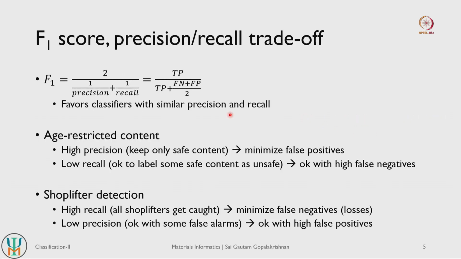Just to give you an example of how this precision recall trade off comes into the picture, let us say you are designing a model for age restricted content. This could be something like a YouTube or Instagram feed. If you do not want age restricted content to appear for users, then you need a model with very high precision. You definitely want to keep only safe content, so you want to minimize false positives as much as possible. It is okay to reject safe content as unsafe, but it is not advisable to show any unsafe content mistakenly labeled as safe.